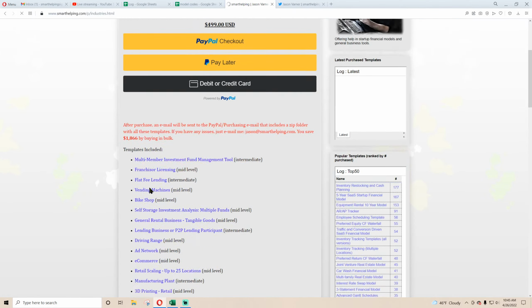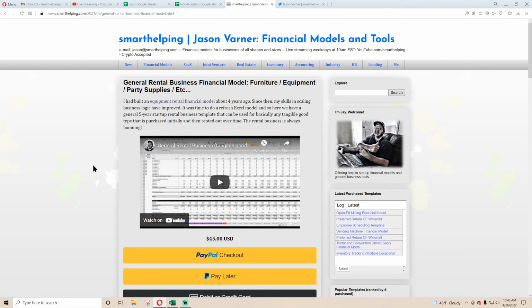But really happy with this one. It's a great model. It's really for any rental business that's just buying things like furniture, equipment, party supplies, whatever, and then renting that out over time. This is a good model on a month to month basis. A lot of granularity here, and I think the value here for $45 is crazy.